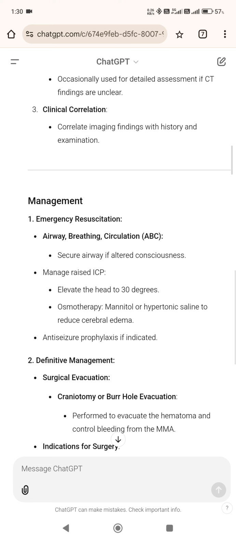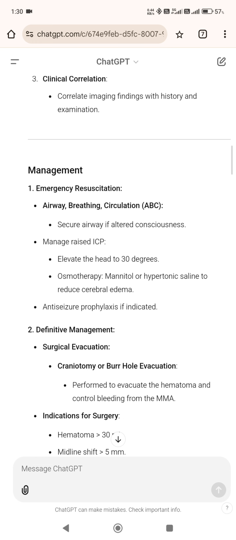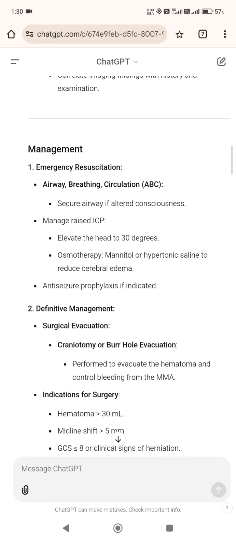Management. 1. Emergency resuscitation: airway, breathing, circulation, ABC. Secure airway if altered consciousness. Manage raised ICP: elevate the head to 30 degrees. Osmotherapy: mannitol or hypertonic saline to reduce cerebral edema.